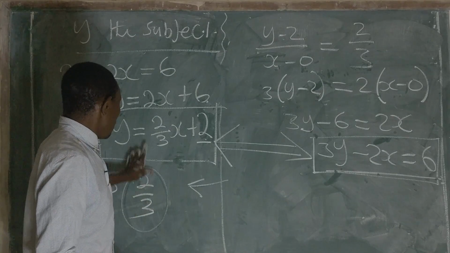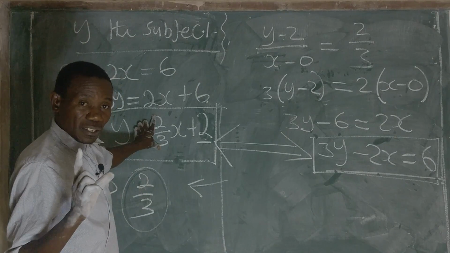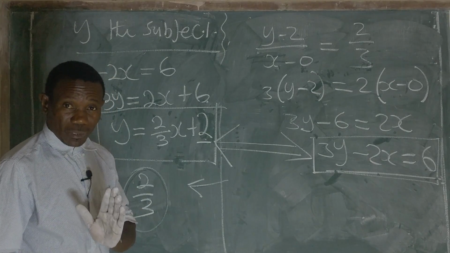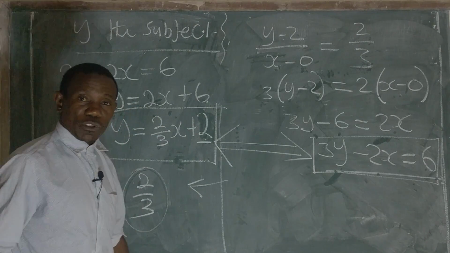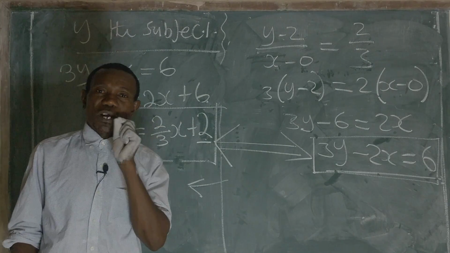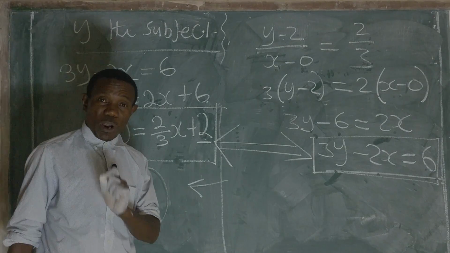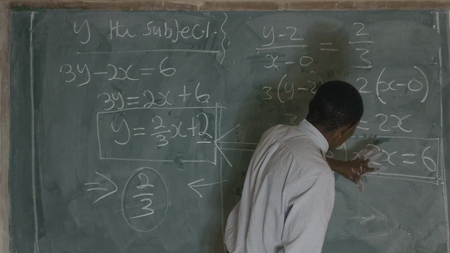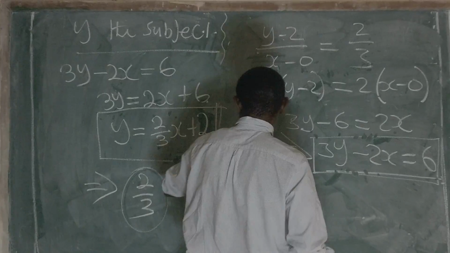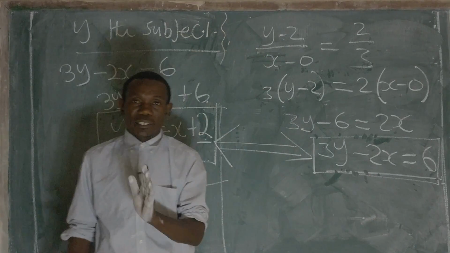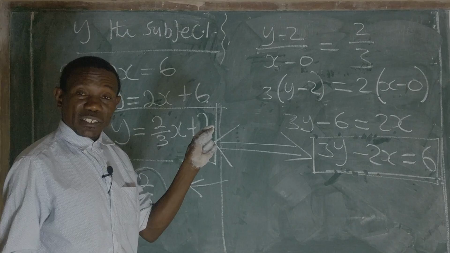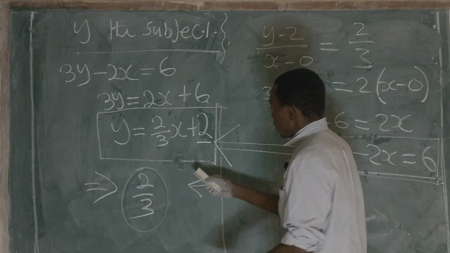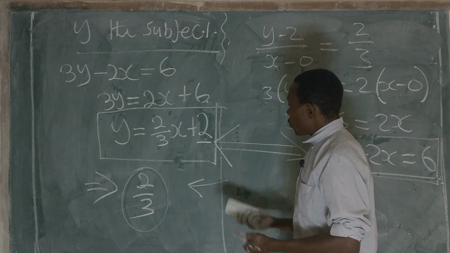Here the gradient, which is found in this one, is always the coefficient of the x variable in that equation. And the constant value without a variable, most of the times, that one is your what? Y-intercept. So this one has got the y-intercept, has got the gradient. You can have them only when you make y the subject, as we have done here. If you don't make y the subject, please, you can't locate the y-intercept and the gradient.